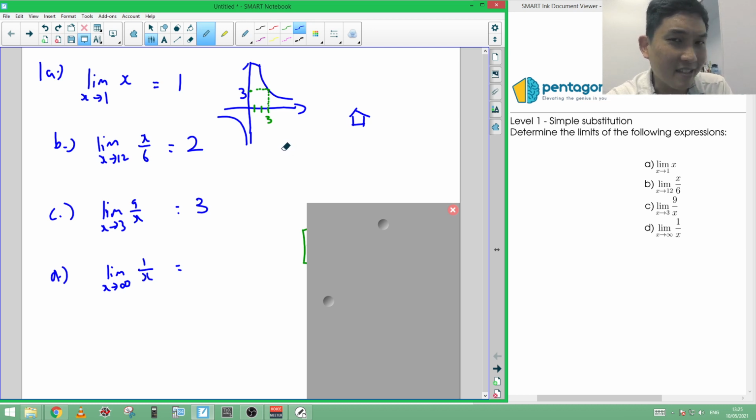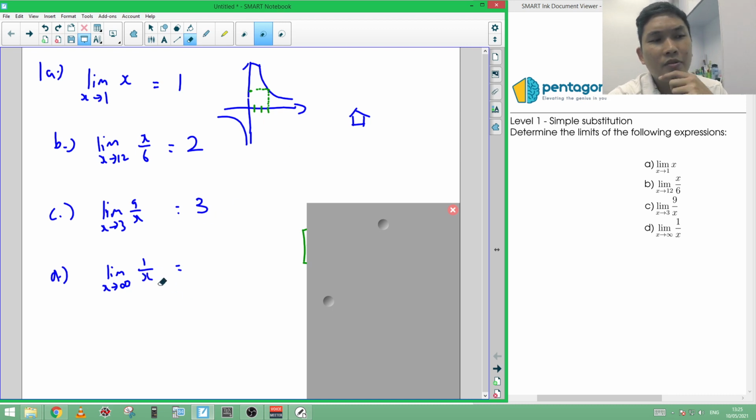Now let's look at D. 1 over x is also quite similar to this graph that I sketched. And then you say, hey, why don't I substitute x equals infinity? Well, here's the problem. Infinity is not a number. Infinity is sort of like a concept of a number that's really, really, really big.